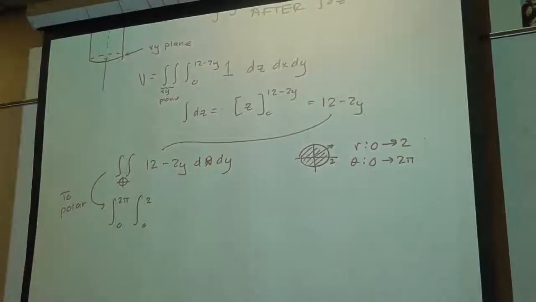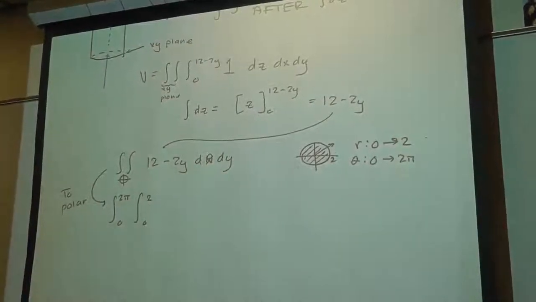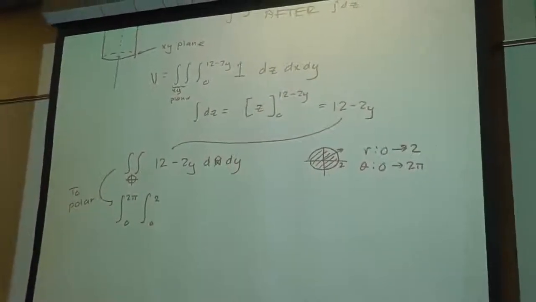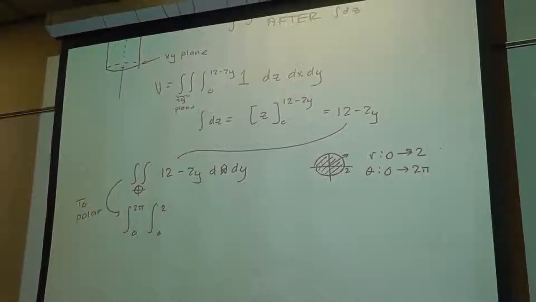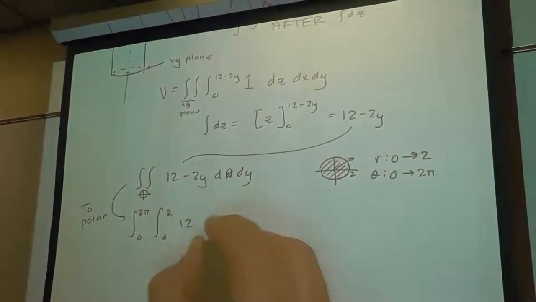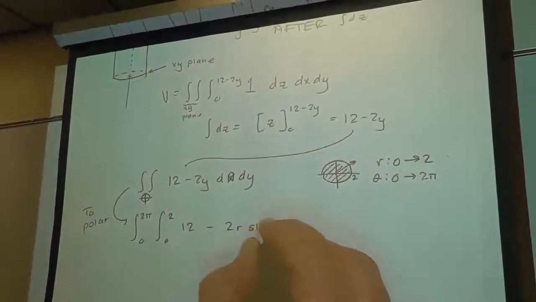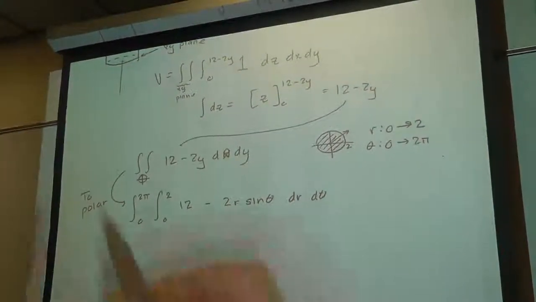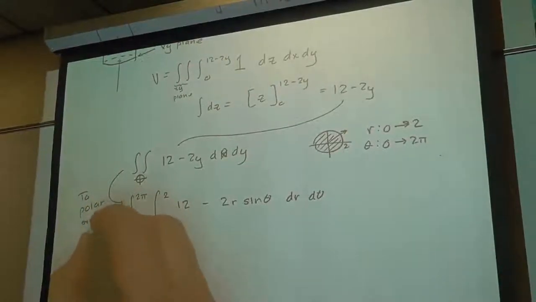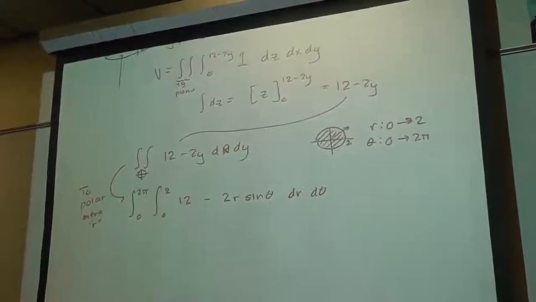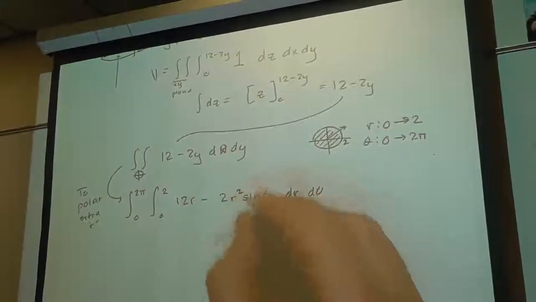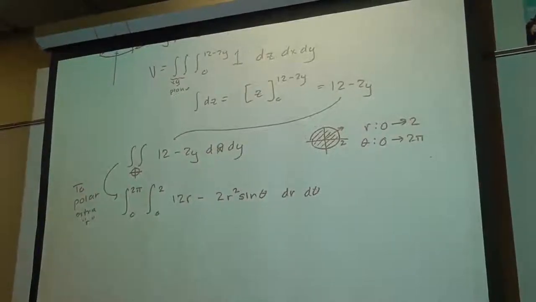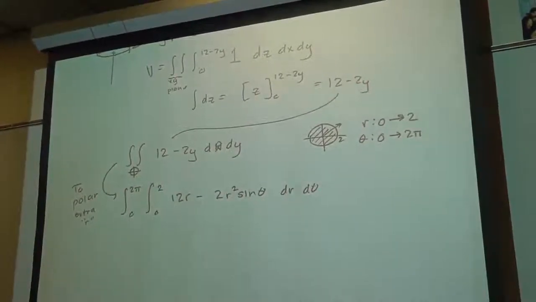your integrand, 12 minus 2y becomes 12 minus 2 r sine theta, because x's get replaced with r cosine theta, standalone y's get replaced with r sine theta. Then don't forget, there's the extra r because you're converting to polar. So don't forget the extra r. That would distribute to your integrand to really give you this. So you're really ultimately going to integrate 12r minus 2r squared sine theta. Okay?